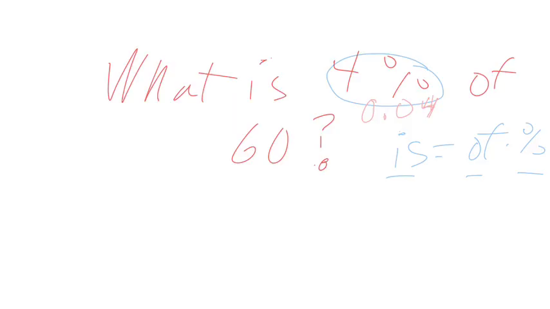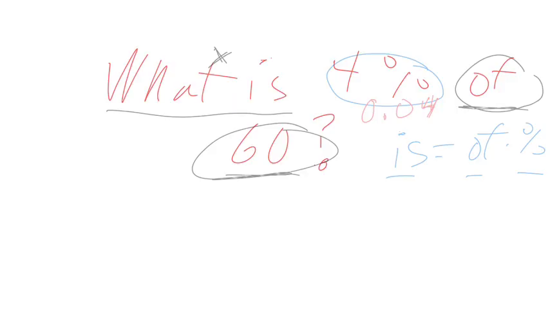Now, it says what is. So we don't know what 4% of 60 is. So that would be our x. The of, or the total, is 60. So we actually plug these in then. I'll circle the of so you can distinguish it. We don't know the is. That's x. Our of, or our total number of things, is 60. And our percent, which we made into a decimal, was 0.04.